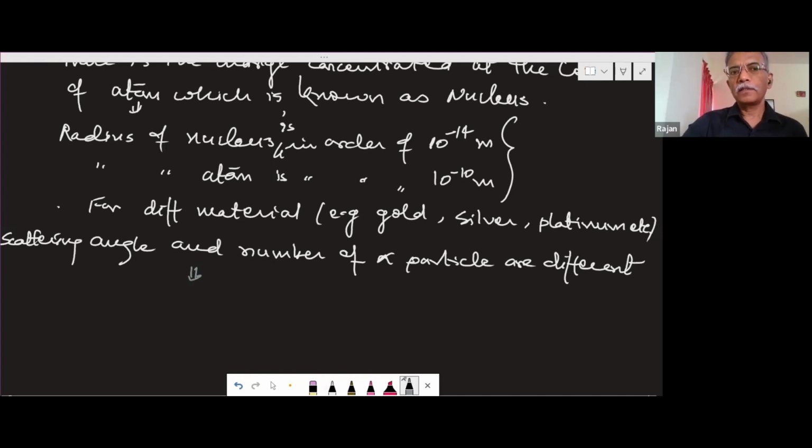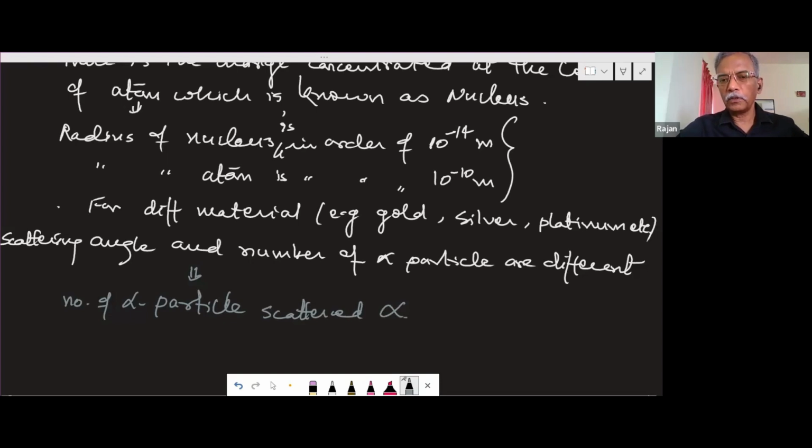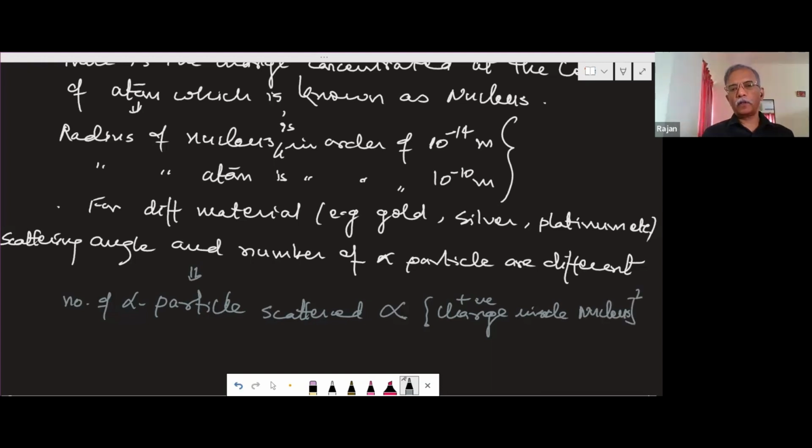From that, he understood that the number of alpha particles scattered is directly proportional to the charge square, the charge inside the nucleus squared. So the conclusion was that the number of alpha particles scattered is directly proportional to, mind it, this is directly proportional to, it is not the alpha particle, the square of the positive charge inside the nucleus, whole square, right? This is what he has concluded.